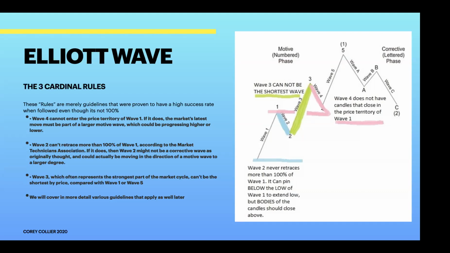Now, finally, in the pink, it says wave 4 does not have candles that close in the price territory of wave 1. So I want to stop right there real quick because I want to show you guys what we're actually looking for. At the pink on the graph to the right, where you see the number 1 at the high, that number 1 that set that high is a swing point. That would be where a ceiling or a resistance is, okay?